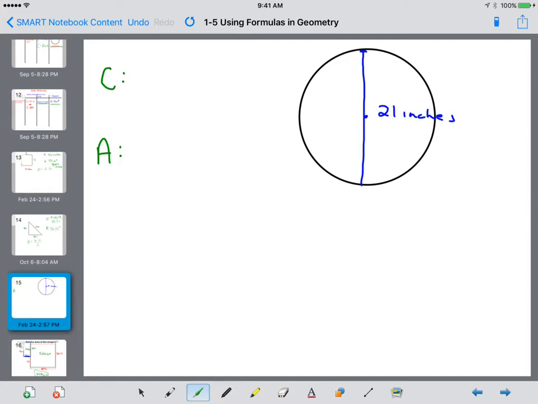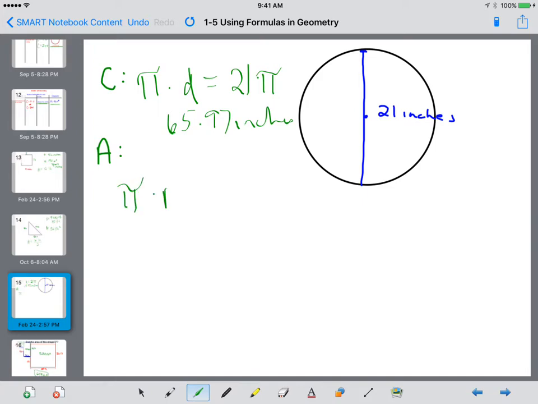Last one, circumference, pi times the diameter. So in this case, we can leave our answer in terms of pi. So circumference is going to be 21 times pi, which you can leave your answer as 21 pi. If you're to actually use pi, don't round it to 3.14, but if you do 21 times pi, you would get 65.97 inches.